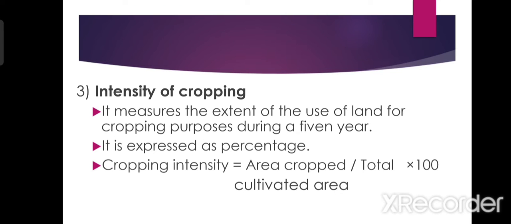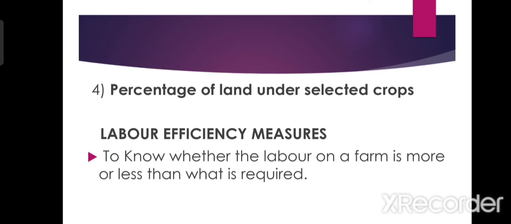Next, intensity of cropping. It measures the extent of the use of land for cropping purposes during a given year. It is expressed as a percentage. Cropping intensity equals area cropped by total cultivated area into 100. Next, percentage of land under selected crops.